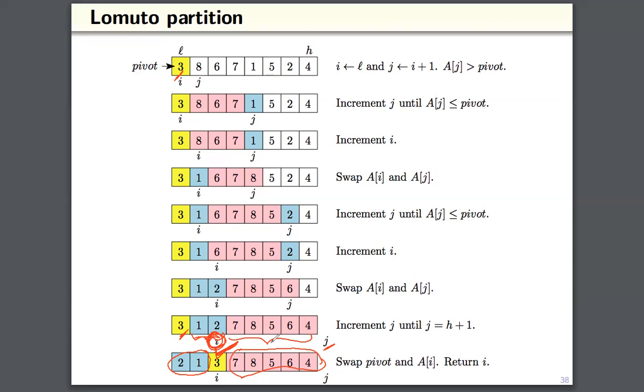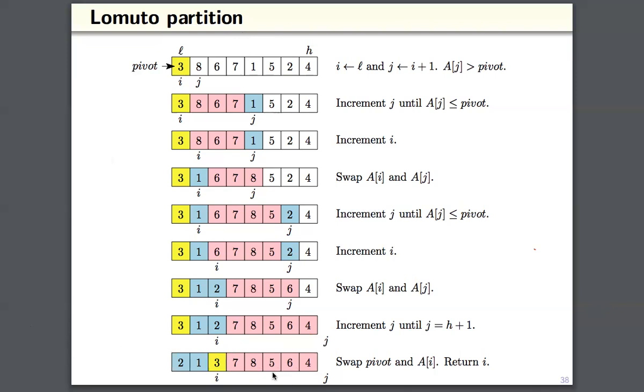Our aim is not sorting. Our aim is to make sure that we partition the entire array based on this pivot element, such that the left elements are less than 3, right elements are greater than 3. Make sense? Yes. So this is your Lomuto partition.